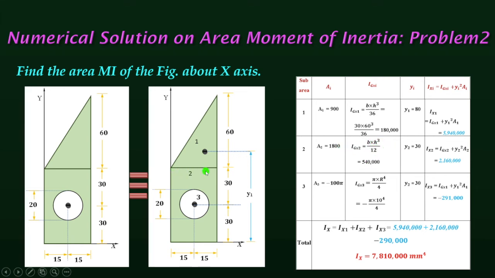And B H cube by 12. B means this value. From here to here means 30. H means this 60. Perpendicular to the axis, that is the H, and parallel to the axis, that is the B. So substitute and get it.